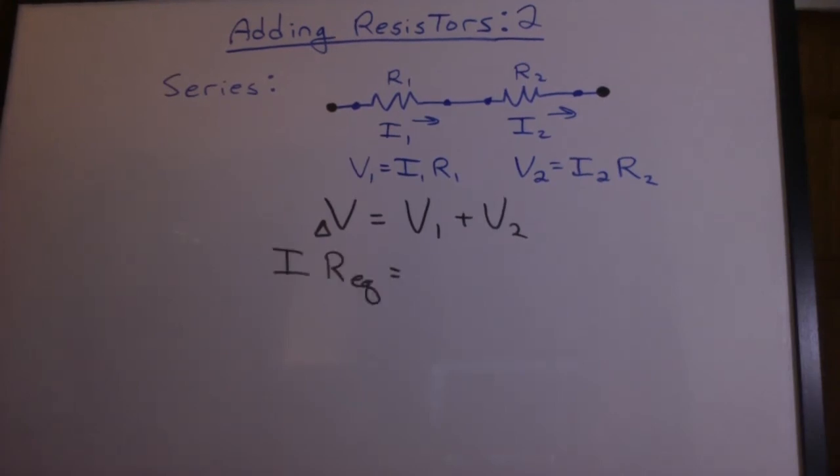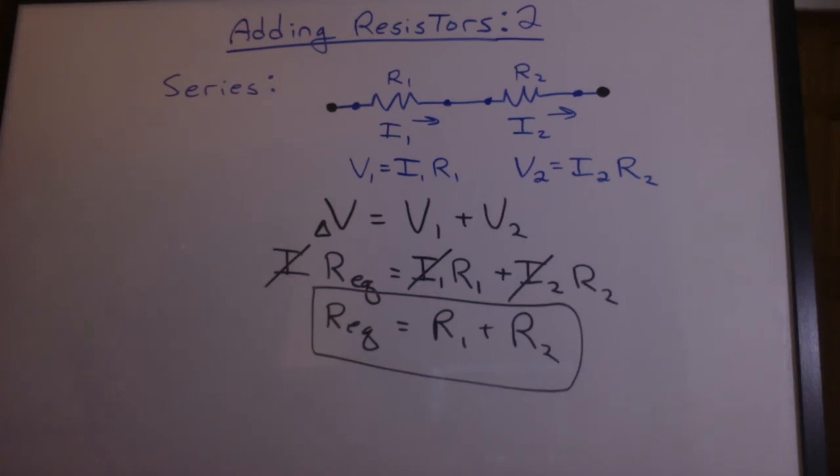The current times the equivalent resistance would be equal to the drop in voltage from one end to the other, which would be equal to the sum of the individual voltage drops across each resistor, written as I1 R1 plus I2 R2. Now you might notice that there's only one place for that current to go, so I1 has to be equal to I2, which is equal to the current through the entire system. And there we have the equivalent resistance formula for resistors in series.